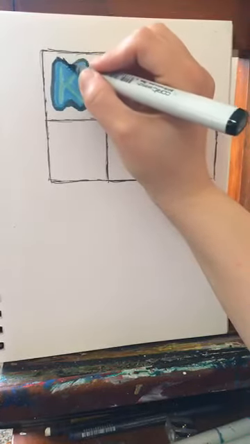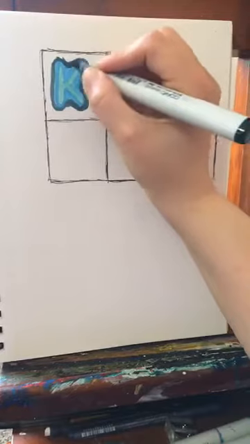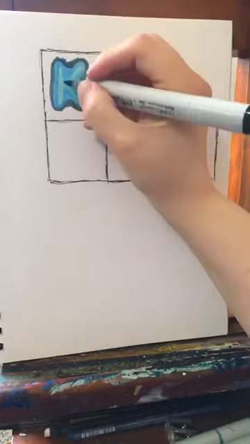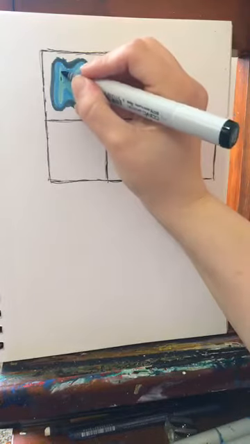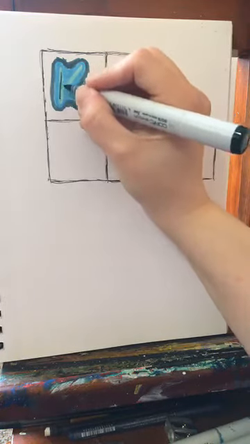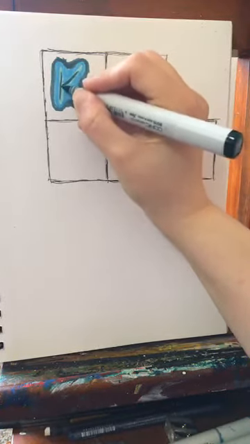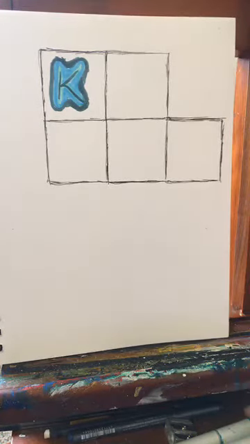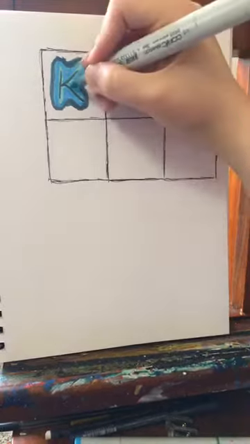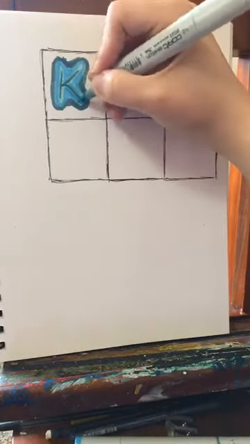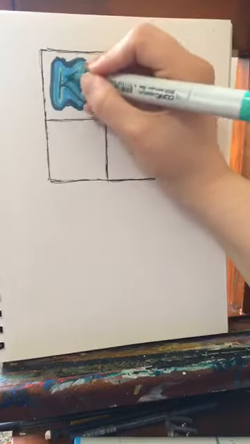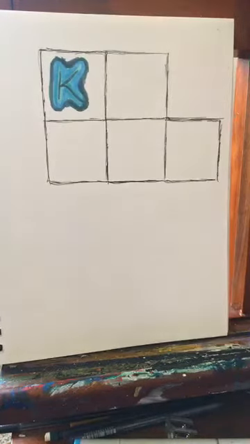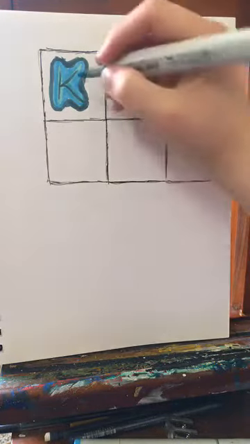And say you have really light colors in the middle, like I do right here, feel free to go back in with a different color. So this is really light and doesn't really pop, so I'm just going to go back through with this dark color and write the K again in the middle and see how that works. And then the markers I'm using kind of eat through each other, so you can actually go through with the light color again, and it might help once it dries to open it up.